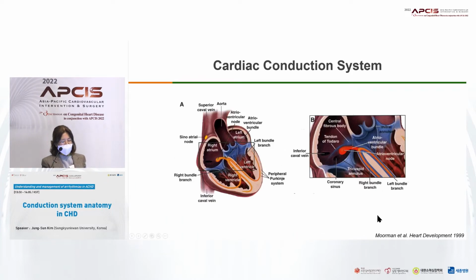As you know, the cardiac conduction system is composed of a sinoatrial node as a pacemaker, the atrioventricular node for atrioventricular delay, connecting to the atrioventricular bundle and right and left bundle branches and Purkinje fibers.